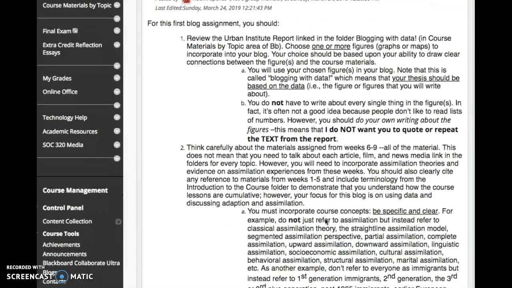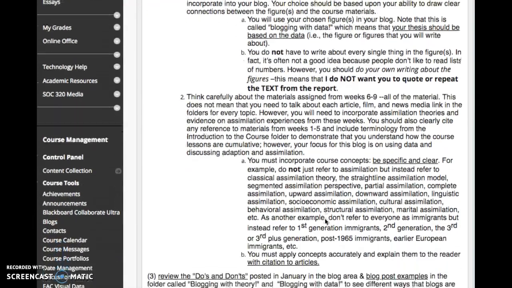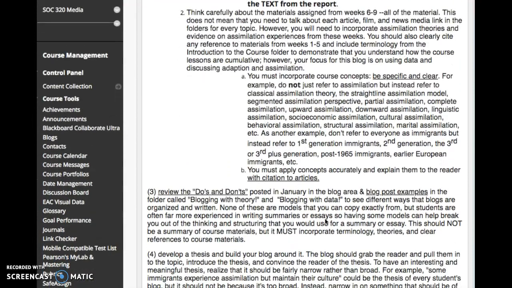You want to think carefully about the materials from week 6 through 9. Right? The course is cumulative. So of course you're going to be bringing in terminology and examples from weeks 1 through 5, but your focus here is on the experiences of adaptation and assimilation of immigrants. Right? So we're thinking a lot about weeks 6 through 9, theories and evidence of experiences of these immigrants that we've read about. Okay, you need to incorporate these course concepts.